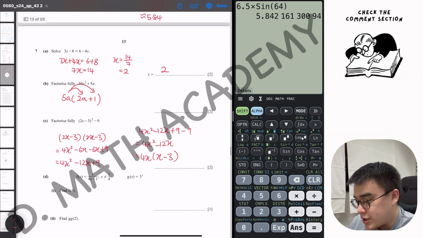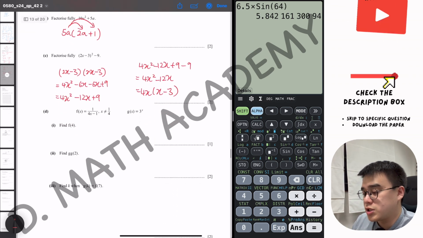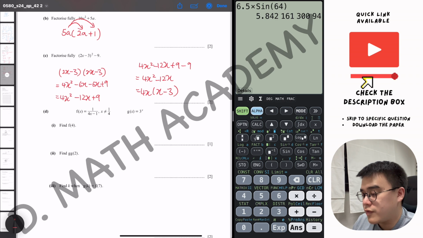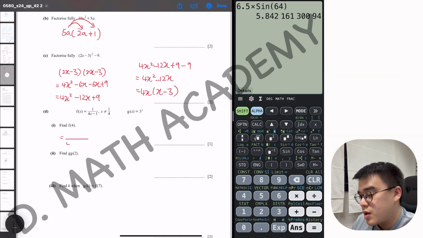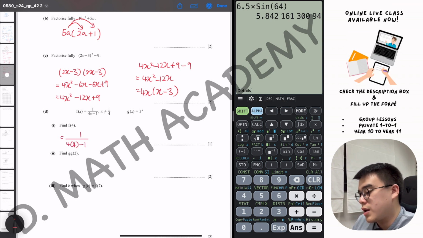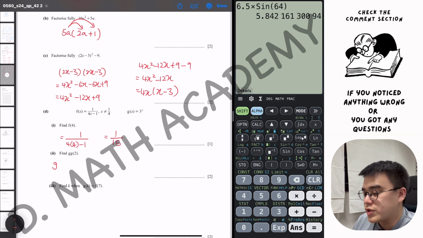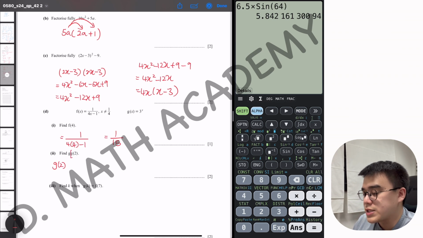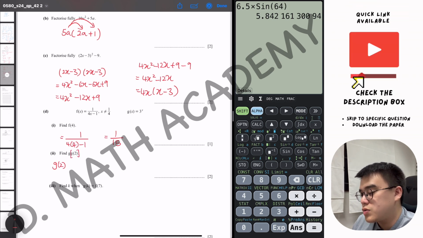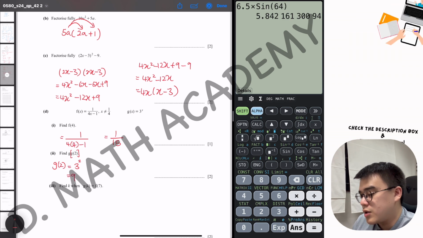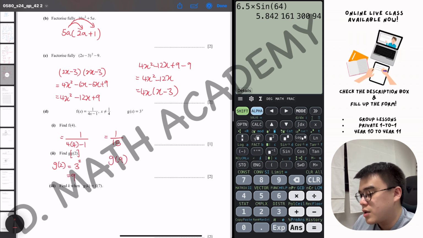Moving on to question D, function question. Just put in the 4 here for the first one. You will get 15, and then the GG2 basically tells us that we have to find G2 first. Always sort it out from the inside. So G2 is basically 3 squared. 3 squared is 9. Then you have G9 here.